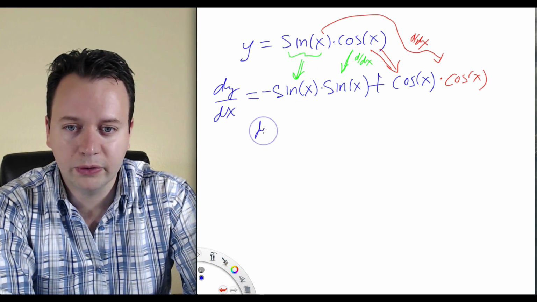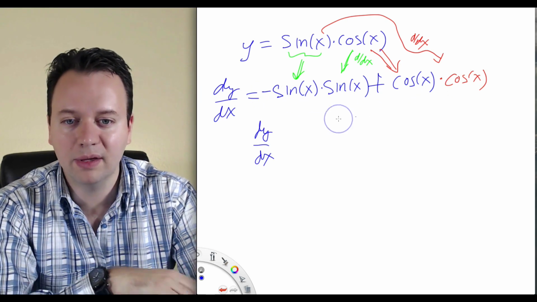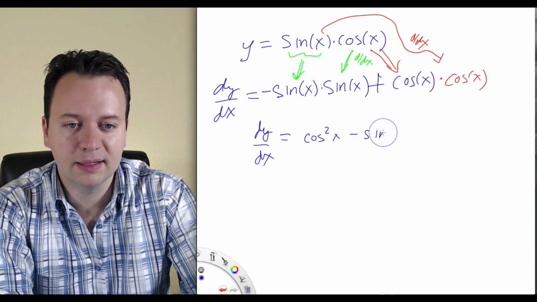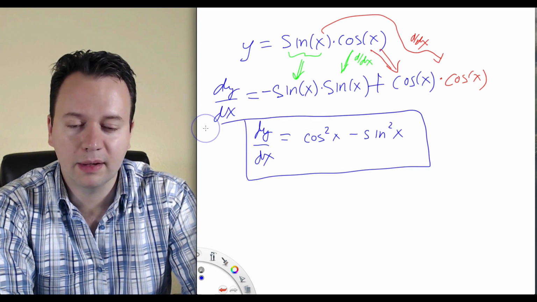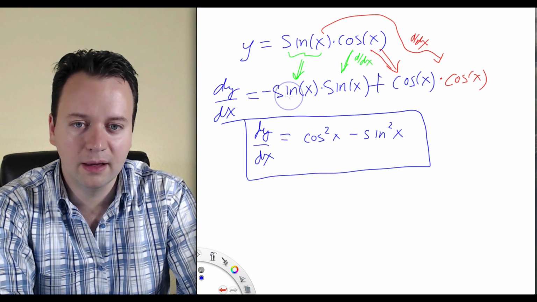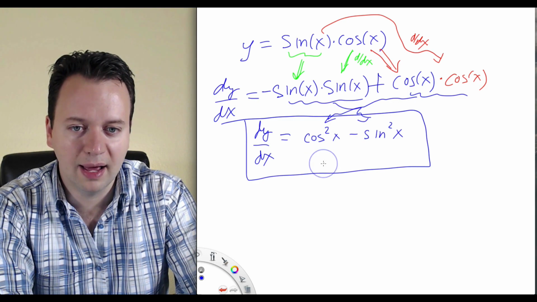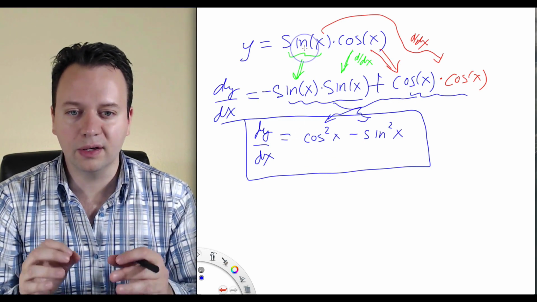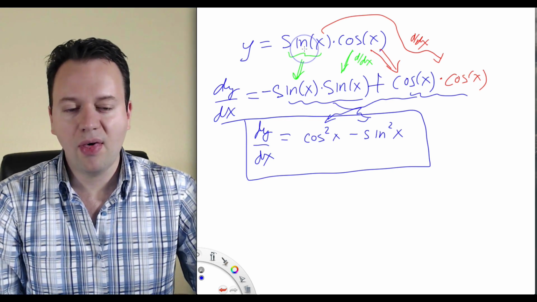And then I like to, since I have negative of something plus something, rewrite it in the opposite order. It's cosine squared of x minus sine squared of x, just like that. Because when you add a negative, you're subtracting, so it makes sense to write this term second. So I move this term to the right, and then this term over to the left. So if you have y is equal to sine of x cosine of x, the derivative is cosine squared x minus sine squared x. And that is the product rule.